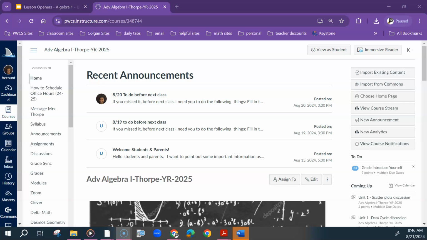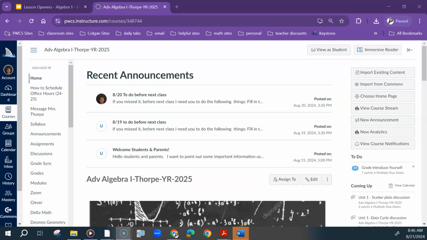Right, so I'm just going to show you a few things, and then if you have other questions, look at the Navigating Canvas page. If you want to go through other things, like where is this, what does this do, we can do that. So right now, when you go into the class, you end up on the home page.